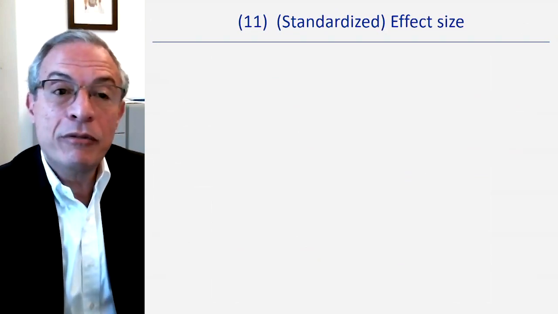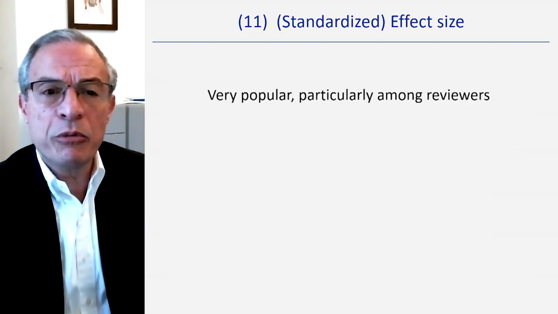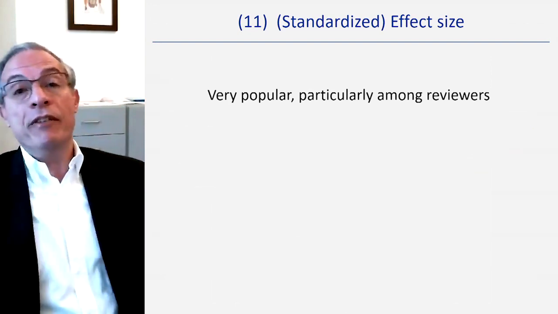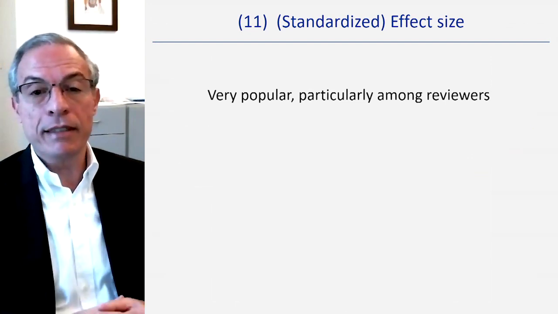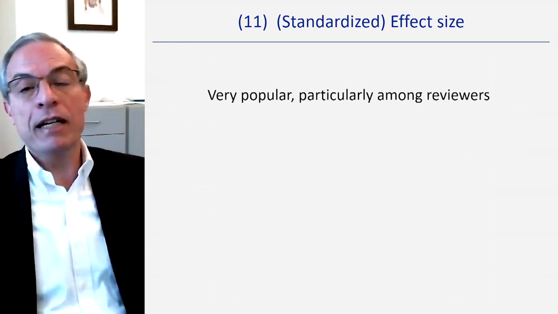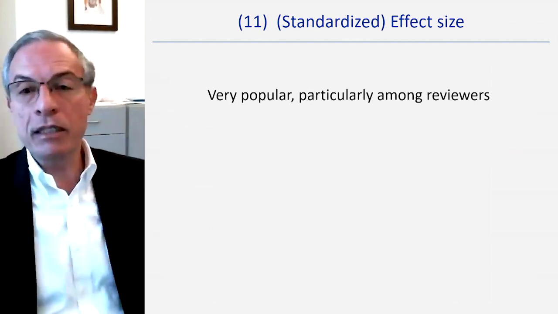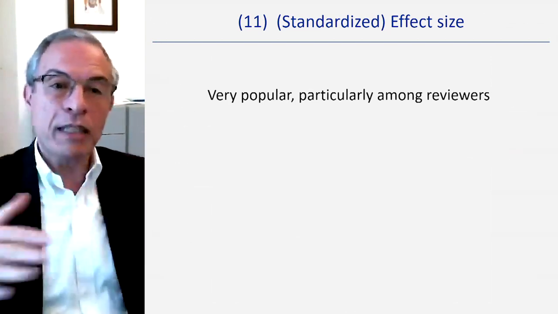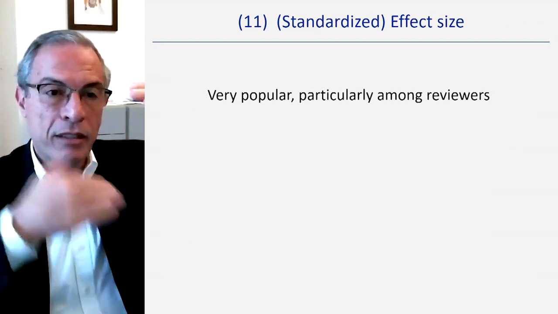Standardized effect size. I don't know if you've heard about those. They are very popular, particularly with journal reviewers. Basically, it's the treatment effect divided by the standard deviation. And that's why it's called standardized. The reason is that now you can compare standardized effect sizes from different studies, even completely different studies with completely different outcome measures. It doesn't matter because you've scaled it. It's unitless because it's an effect size divided by standard deviation.